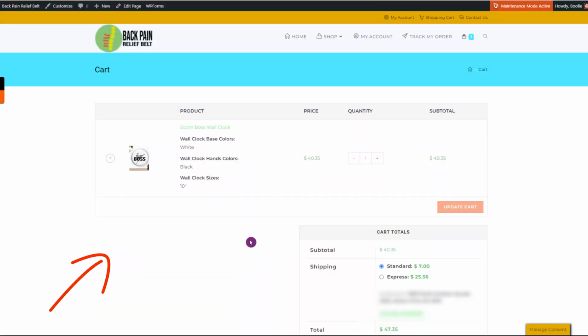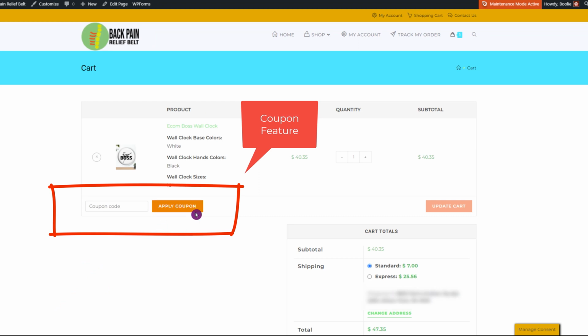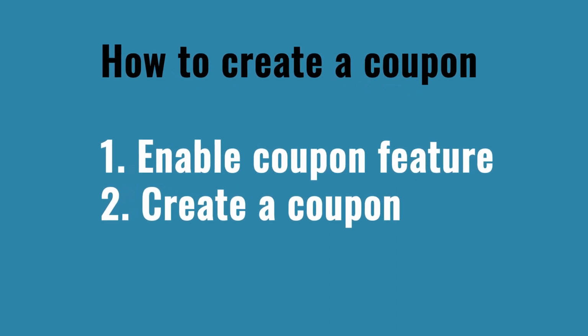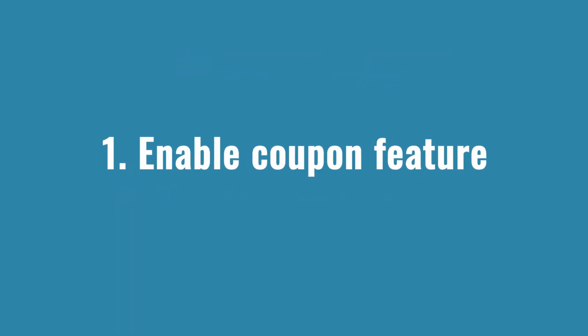Here's what your e-commerce website looks like without a coupon feature. But then, after you enable the coupon feature, your website will look like this. You will have a box where you could enter a coupon code and a button saying apply coupon. Here are two simple steps we're going to do to get this feature working in the WooCommerce store.